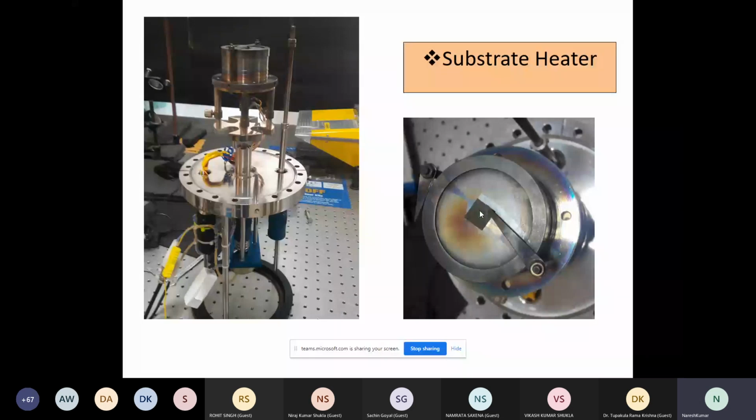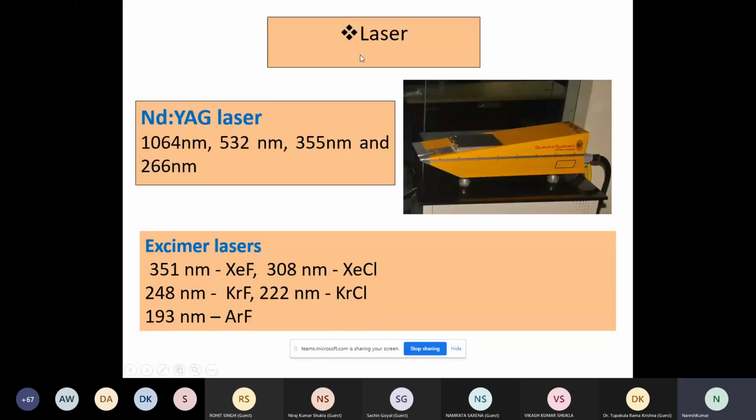Okay. Then next is, in PLD, as I said, the laser is a very important tool, and not only important, it is one of the most expensive parts of the PLD. So if I talk of, let's say, the solid state laser, here we are using an Nd:YAG laser. The Nd:YAG laser, as of now, I think would cost close to 40 lakhs, right?